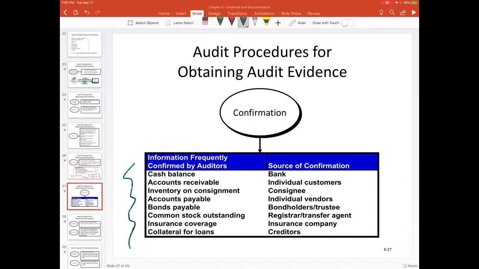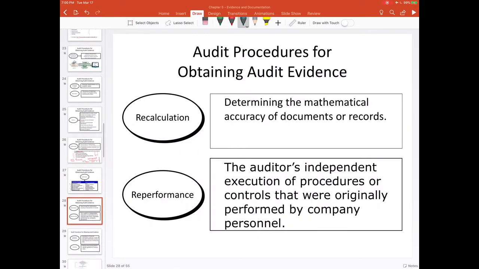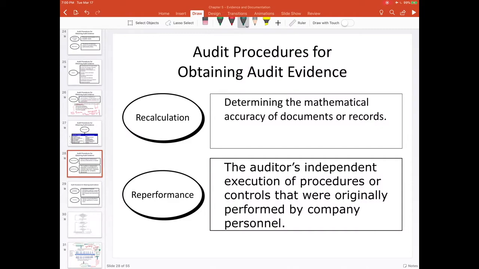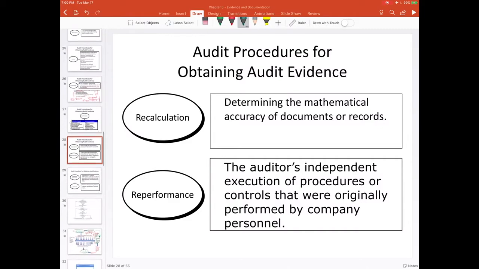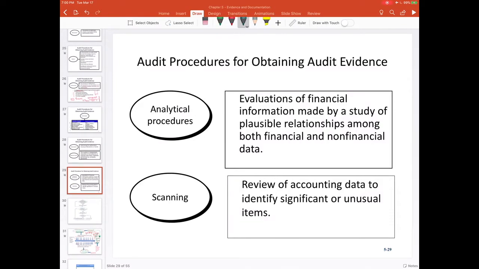Okay, so we talked about cash, AR, consignment inventory, and we'll talk about some of these other ones during the rest of the course. You don't need to know all of them today or for this test or anything like that. So recalculation and reperformance, again, pretty straightforward. In analytical procedures, we have already talked about these quite a lot so far, but we will talk about them actually more in a few minutes.